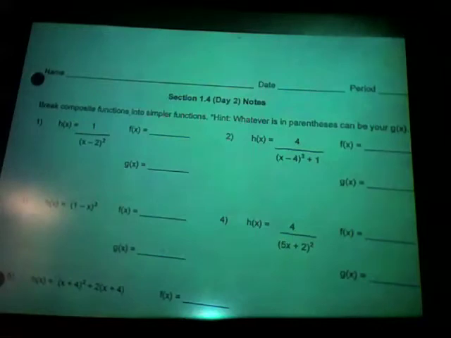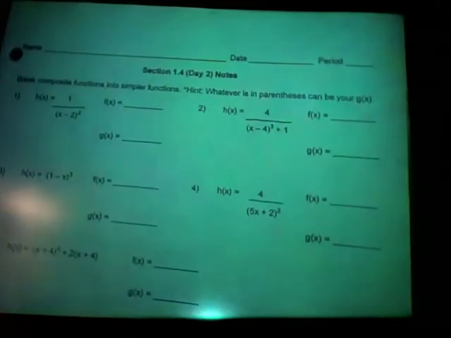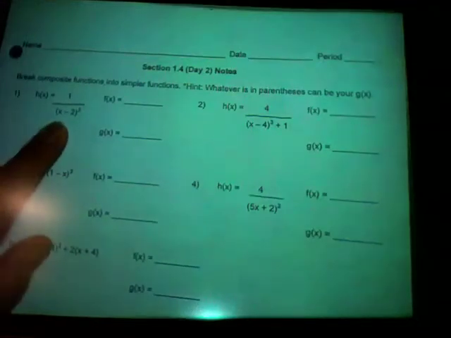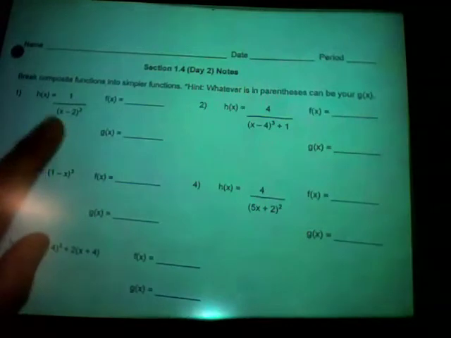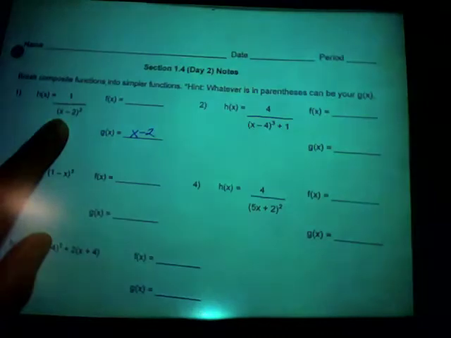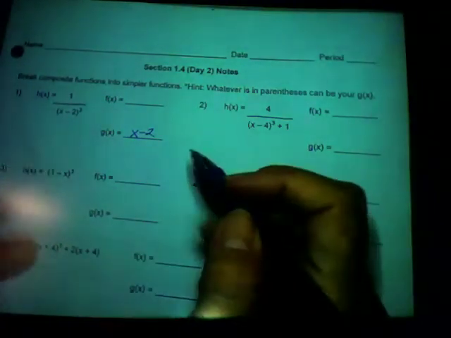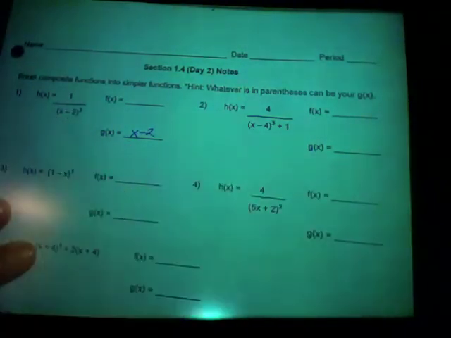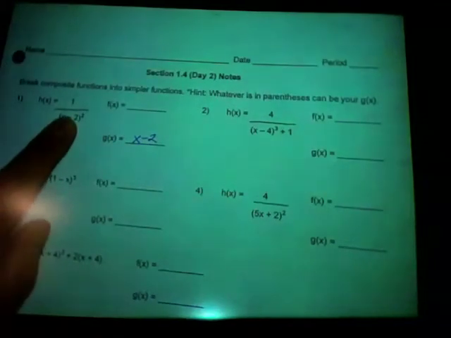You guys ready? So this one you had some trouble with. This is breaking the composite functions into simpler functions. So remember, the hint is whatever's in parentheses can be your g of x. In other words, this x minus 2 right here is your second function, the g of x. So to get the f of x, I would take this right here and just break it apart. Take that out of it. What would you write? 1 over what? X squared. Yeah, 1 over x squared.